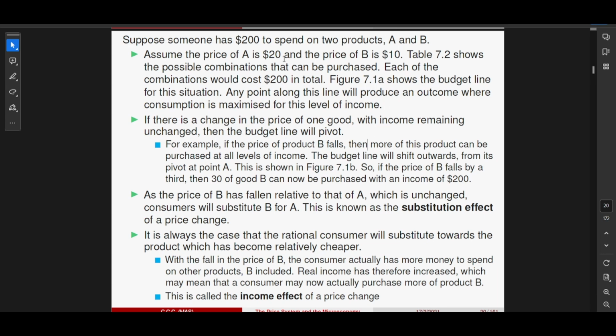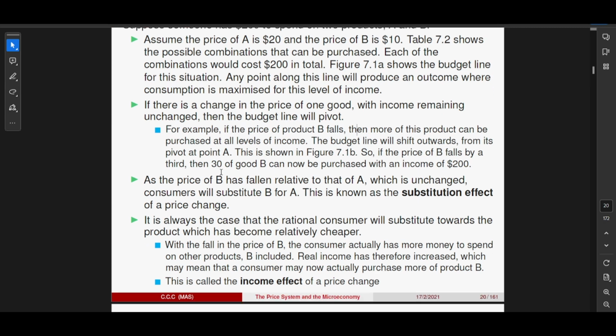So we're saying the person has a $200 budget and the price of A and B is given. Each combination would cost $200 in total. The figure shows the budget line for this situation. It says any point along this line will produce an outcome where the consumption is maximized for this level of income. If there's a change in the price of one good, and income remains unchanged, the budget line will pivot.